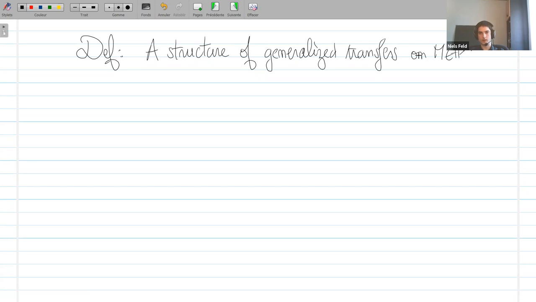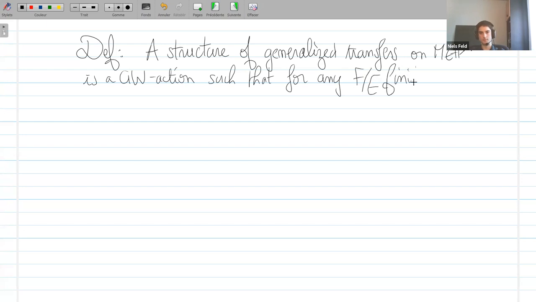So if you consider a homotopy sheaf, first we need a structure of GW-module, because I want to twist things. And most important, I want for any finite field extension, functorial maps.